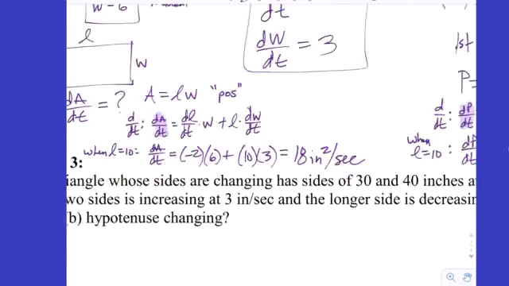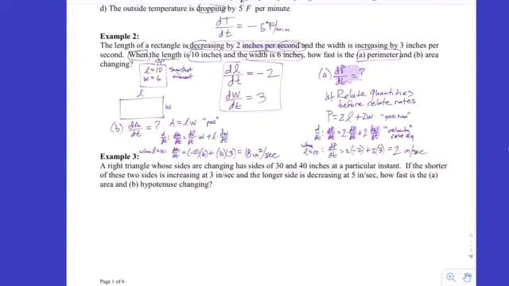So now you can extend that sentence. When the length of the rectangle is 10 inches, the perimeter is increasing by 2 inches per second, while the area is increasing by 18 square inches per second. You got it.